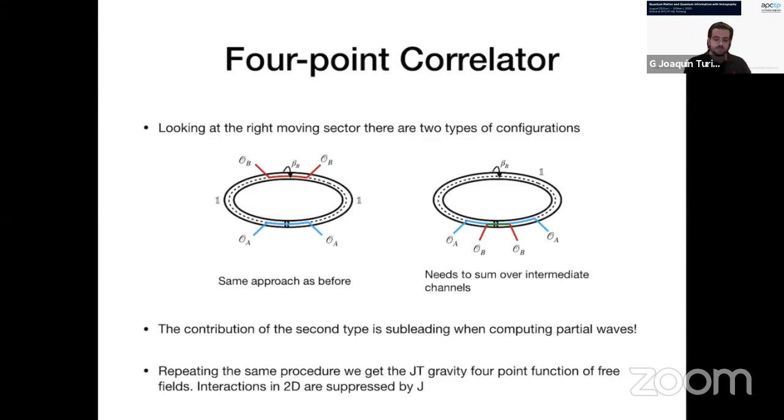I'm saying this because when you integrate over the angle, you might also have configurations where all the operators are close to each other, and then here you can have more non-trivial states propagating. But you can argue that these contributions are subleading when you compute the integral over angles, and that all the leading contribution comes from this diagram. And when you have this diagram, you can do the same modular transformation, fusion matrix, and you will get the Schwarzschild 4-point function, or the JT gravity 4-point function, including quantum effects.